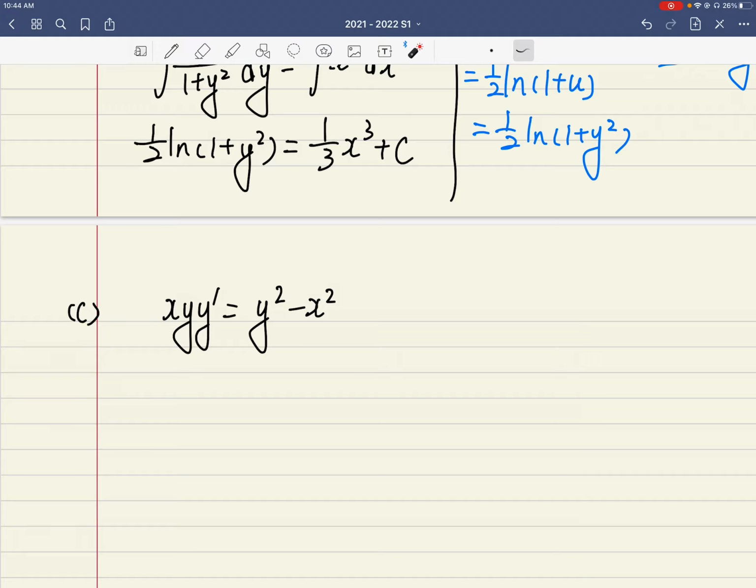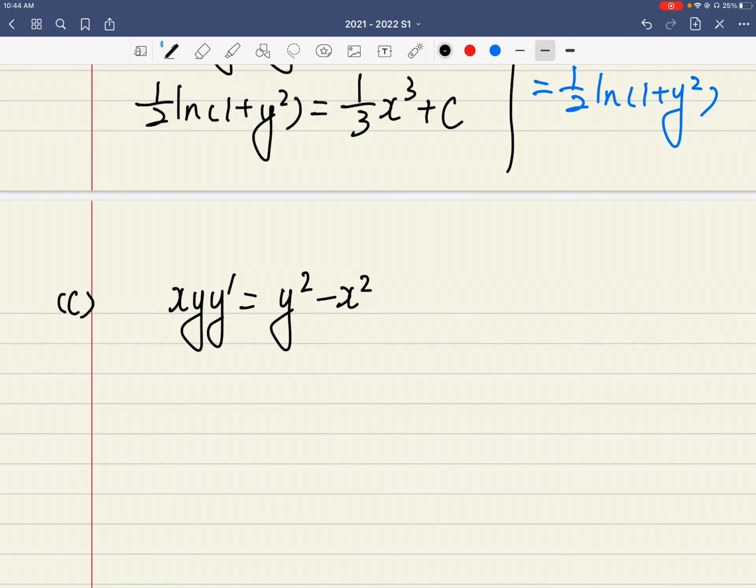Because there's no way you can move everything about y to one side, right? And everything about x to the other side. Because now it's not only multiplication, it's also addition and subtraction. Whenever addition and subtraction is involved, it's very hard to separate x and y.